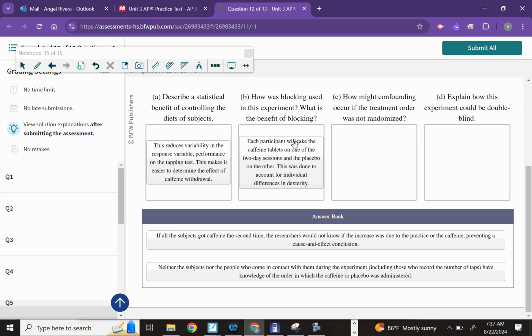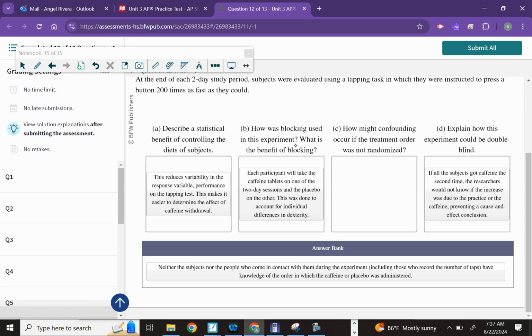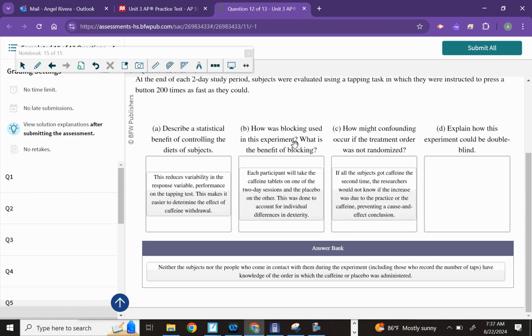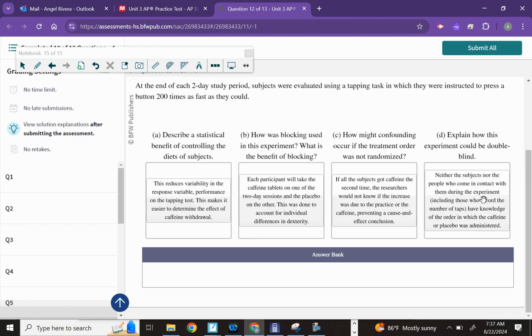All right, how might confounding occur if the treatment order was not randomized? If all subjects got caffeine the second time, the researchers would not know if the increase was due to the practice of the tapping or because of cause and effect. Explain how this is double blind. That's neither the subject nor those interacting with them.